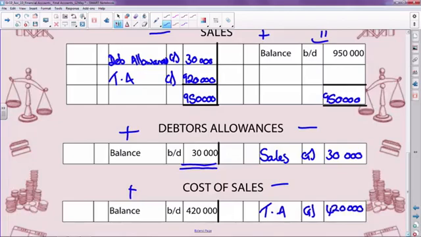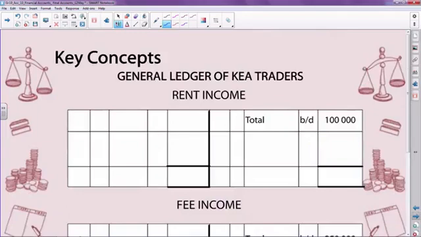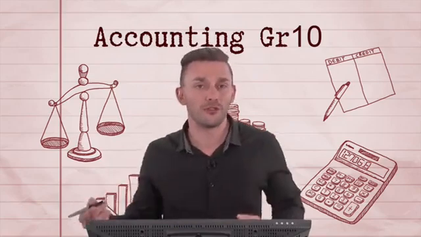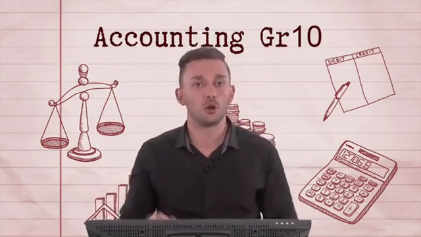And now, where do I take it? To trading account. What side? I have a credit here, so now I need to have a debit in my trading account, which is here. I'll go and write cost of sales, GJ, and I have 420,000 Rand. Now, step 3 done. What's step number 4? I now need to go and calculate the gross profit and take it to profit and loss.